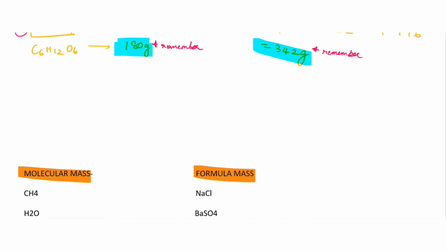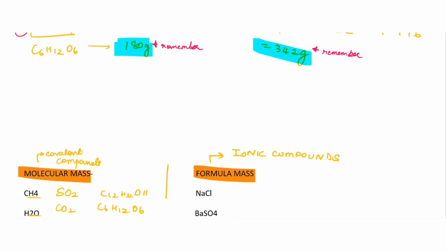Actually speaking, both are the same, but they are used for different compounds. Molecular mass is used for covalent compounds, and formula mass is a term used for ionic compounds. So covalent molecules like CH4, H2O, SO2, CO2, C12H22O11. What is this? It's the formula of sugar or sucrose. And glucose, C6H12O6.